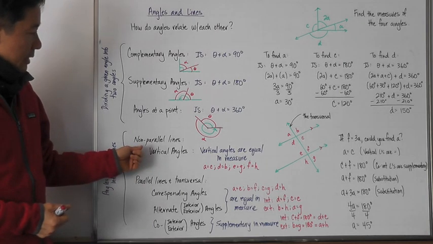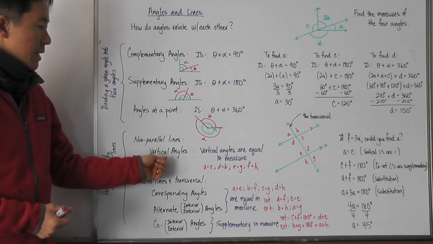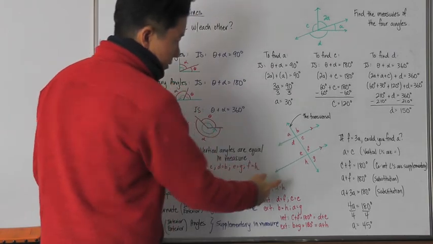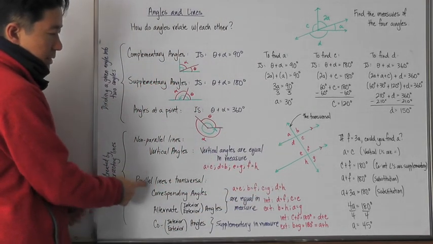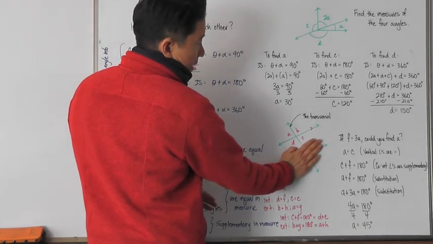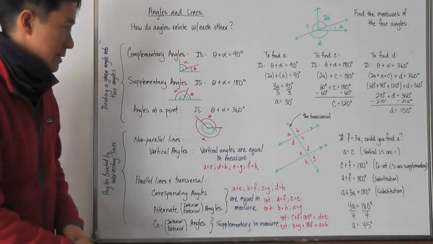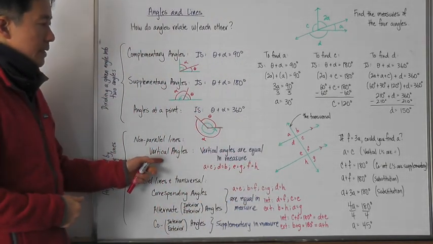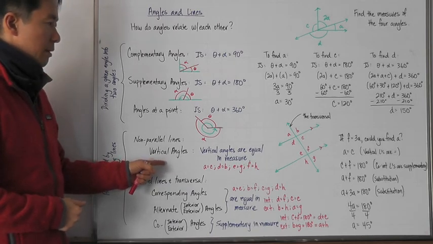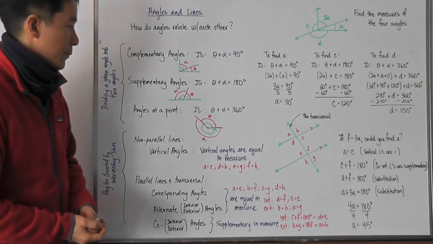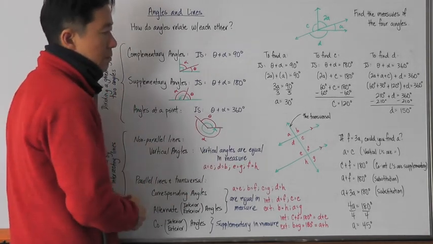Now, if we take a look at, for example, the non-parallel lines, we're going to create what are called vertical angles. Now, what I have here is a situation that actually fulfills both of these, okay? Because if I just look at that top part, that top part is two intersecting lines. I have this line here and that line there. And when I have any two non-parallel lines intersecting each other, they are going to create what are called vertical angles. Now, the vertical angles are going to be equal in measure.